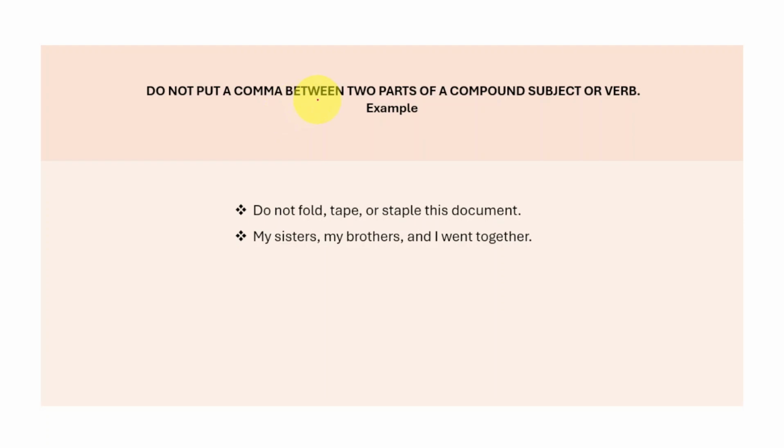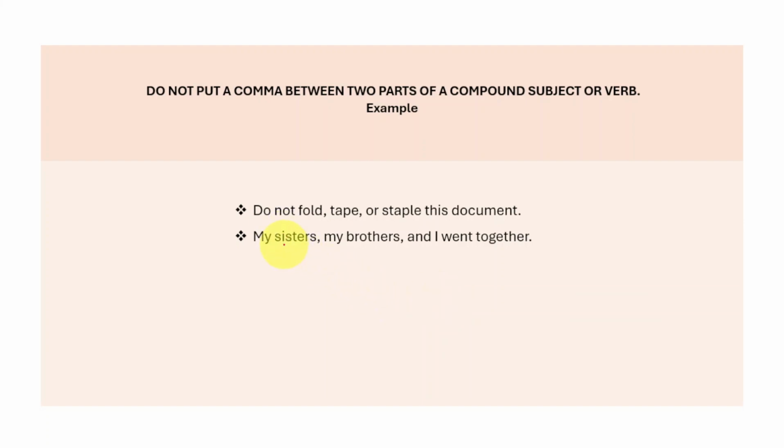Do not put a comma between two parts of a compound subject or verb. You can see here, my sister, my brothers, and I went together. When you take a look, it is wrong to write "my sister, comma, my brothers, comma, and I went together." You may say then, what is a compound sentence? When you hear about the compound, think of two or more.